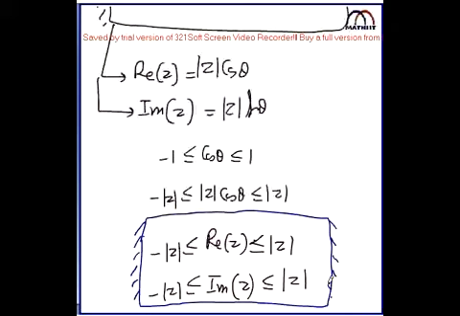Real part of Z always lies from minus mod Z to plus mod Z, and the imaginary part of Z also always lies between minus mod Z to plus mod Z. If anywhere an objective question is coming with the maximum value of the real part of Z, please write mod Z. Understand? It cannot be greater than mod Z. It cannot be less than minus mod Z. I hope all of you are able to understand the point clearly.